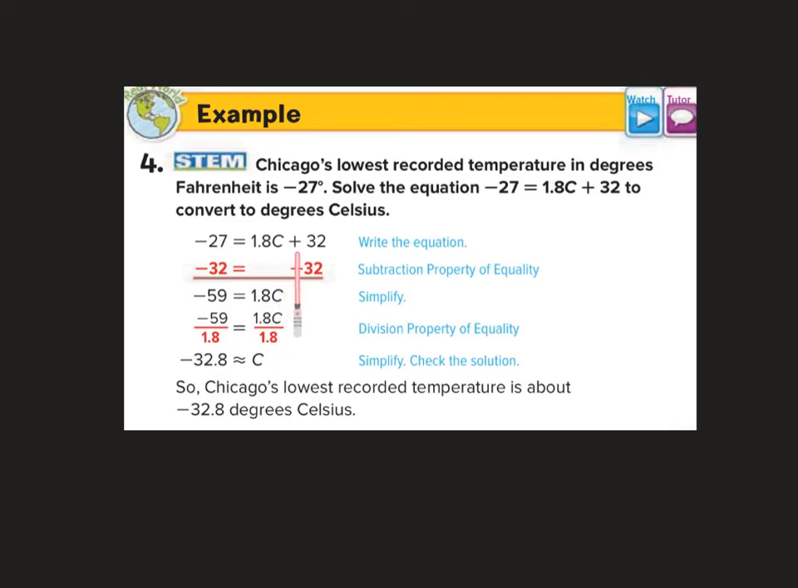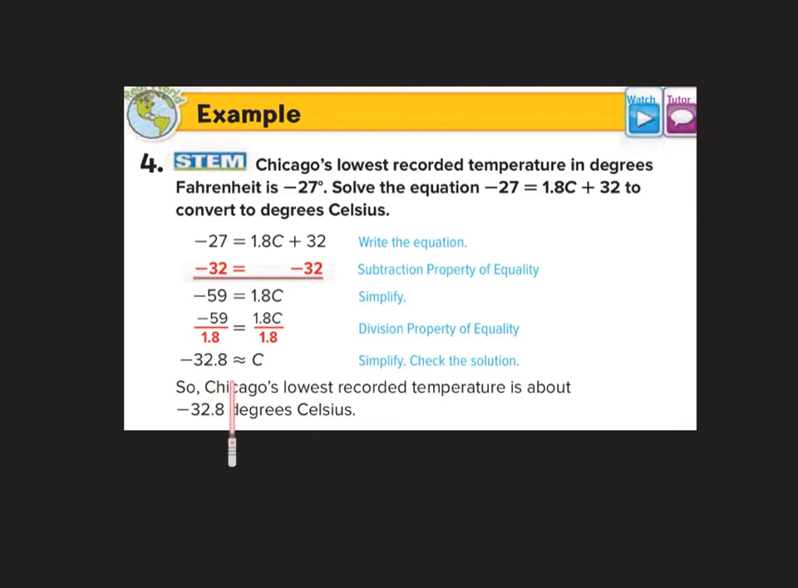I've got plus 32 on the right-hand side by the variable, so I'm going to subtract 32 from the right side and the left side of the equal sign. That leaves me with negative 59 is equal to 1.8C. To get C alone, I have to divide by 1.8. And again, I do that on both sides of the equal sign.